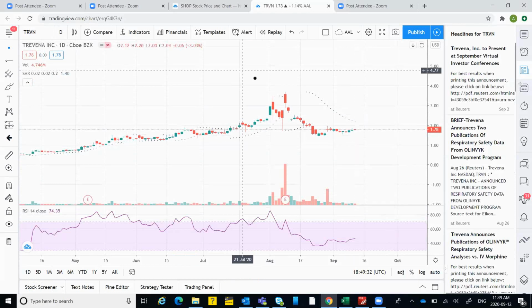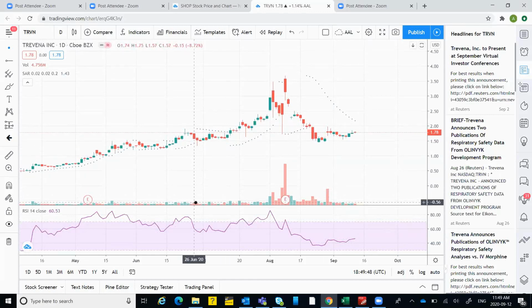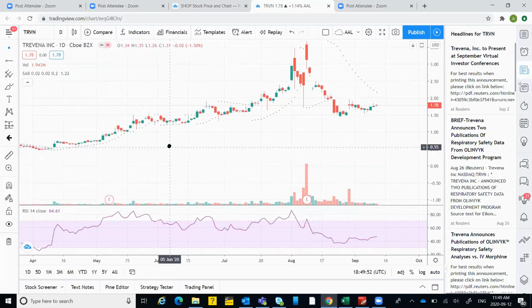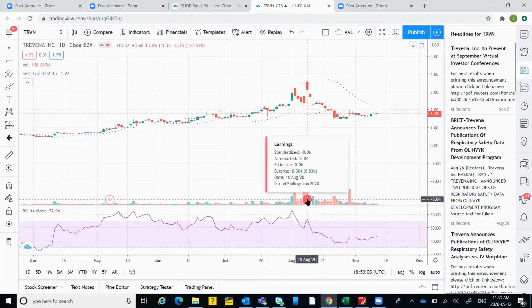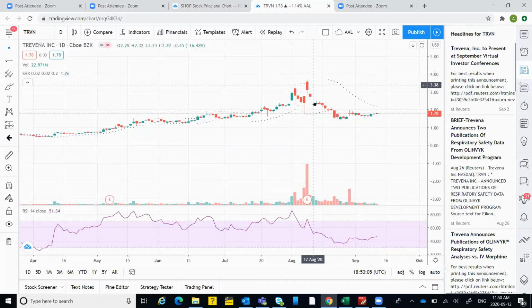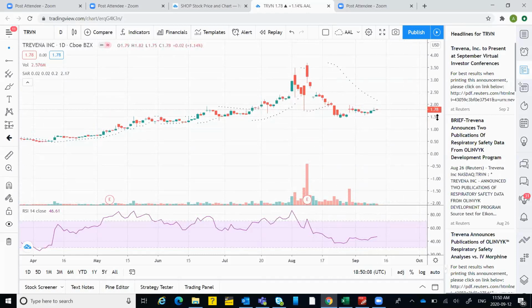Okay, TRVN. It has a sell signal here. Volumes are low. RSI is below 50, and it seems a downtrend in RSI. Volumes are extremely low here. Don't pick these stocks too often where the volumes are very low. Volumes are very minimal, and here when it spiked, the volumes are higher, maybe because of the earnings news. Earnings is negative. Okay, now let's see this candle.